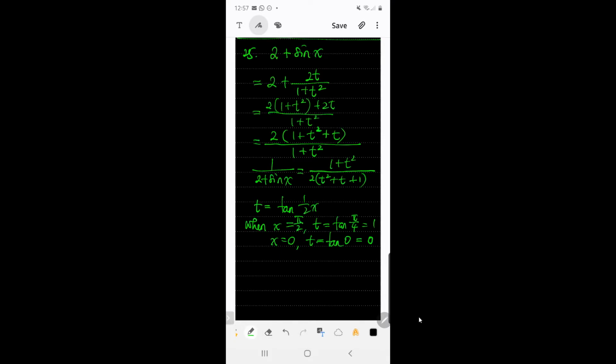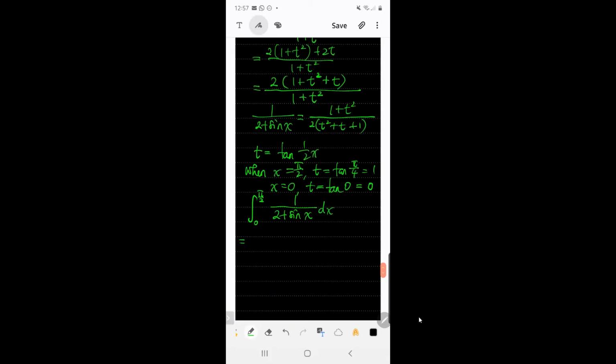Now, because this is a proof question, I will remind you to write down all the steps. So now I can write down the integral. The original integral is the integral from 0 to pi over 2 of 1 over 2 plus sine x dx. Now we change all this into t. So 0 is replaced with 0, pi over 2 is replaced with 1. 1 over 2 plus sine x means 1 plus t squared over 2 times t squared plus t plus 1. Then your dx changes to 2 over 1 plus t squared dt.